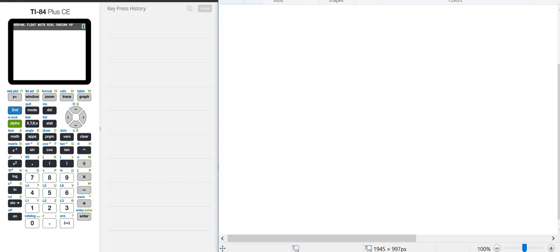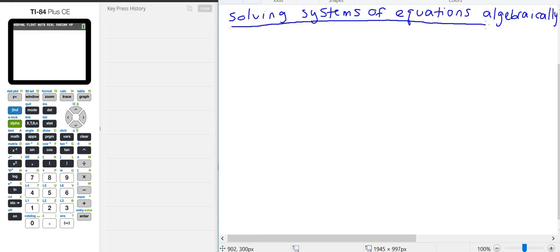In this video, we're going to discuss how you can solve systems of equations algebraically using substitution. A system of equations is when we have two equations of either two lines or any other two functions, and we want to find where those two lines or functions intersect. That point where the two lines or functions intersect is a solution to both of the equations.